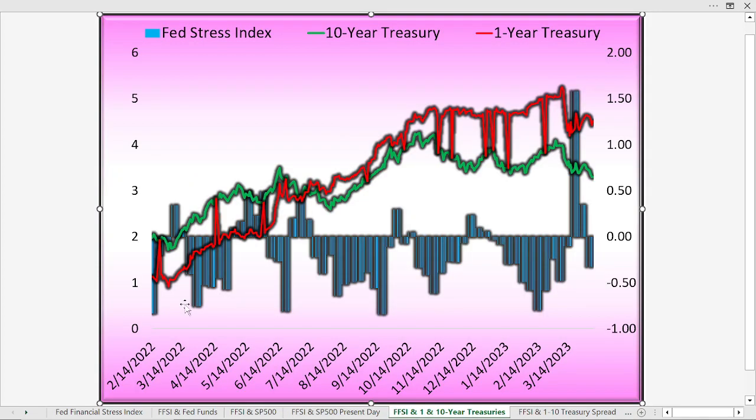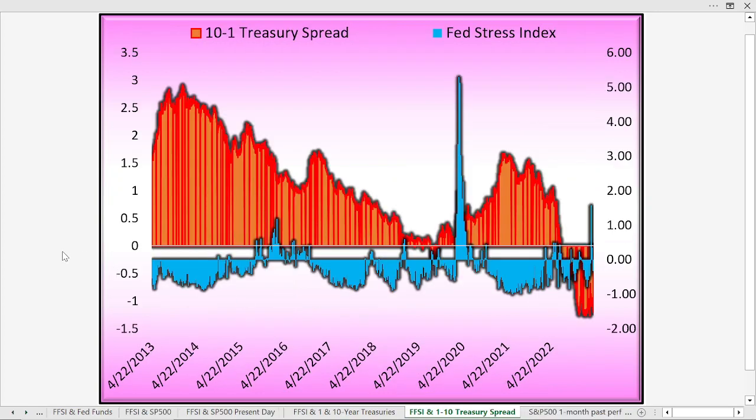Now, we compare the Fed stress index level again in blue. The green line is a 10-year U.S. Treasury. The red line is a 1-year U.S. Treasury. We saw the inversion begin around June, July of 2022. That's when the red line crossed above the green line. That's the beginning of the inversion. Now we can see most recently, this pop-up in the Fed stress index level coincides with a real big reduction in yield. It's not only that we have an inverted bond market, it's that we start to see a real collapse in the yields.